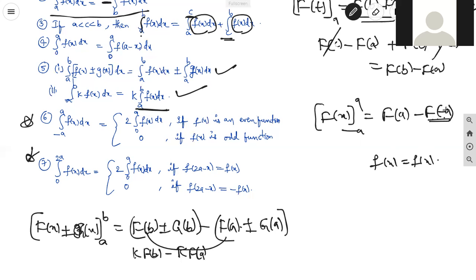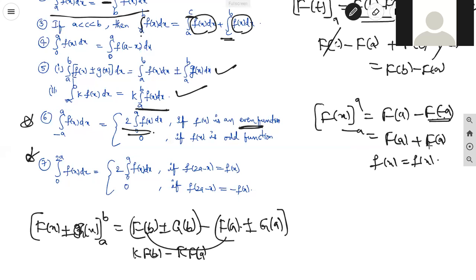Here, minus into minus gives plus, so we get capital F of a plus capital F of a, that is nothing but 2 F of a. That is, the integral from 0 to a of f of x dx is equal to capital F of a, so 2 F of a, when it is even.